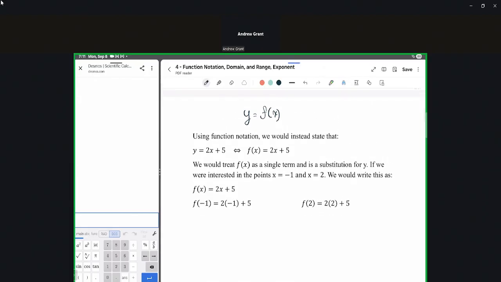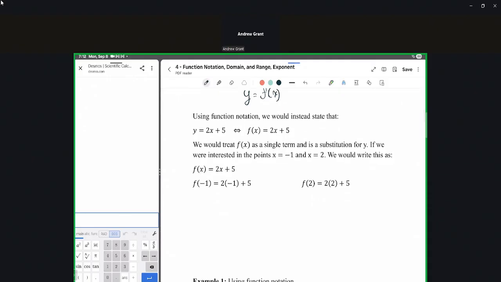And so f of x is treated as just a single term. That's it. So it's kind of like how we said that surface area might become SA or volume was V. Functions are just f of x, and that's one term. And so how does this work? So f of x is the way we describe something.